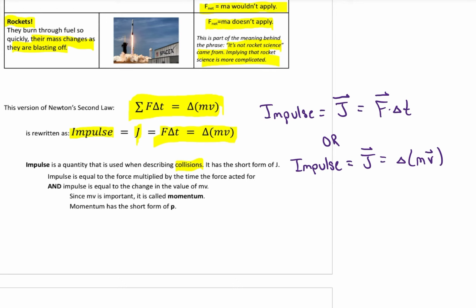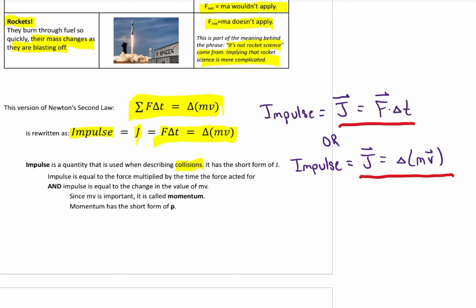There are two ways to get the impulse, depending on what you know. If you know the force and time, then you would use this first version: impulse is force multiplied by time. Or maybe you don't know the force and the time, but you can figure out the velocities before and after the collision, and you know the mass of the object. Then you could find the impulse using this version of the equation.